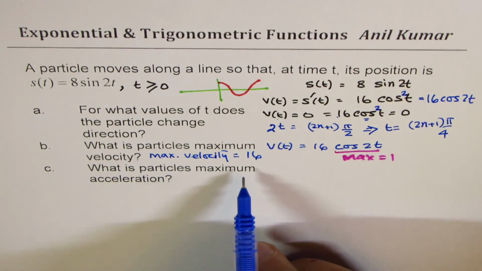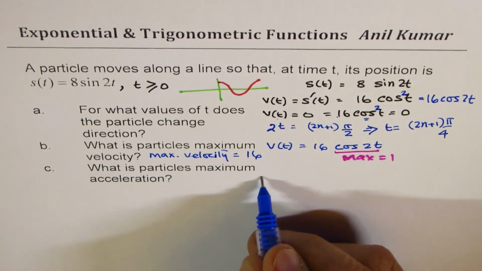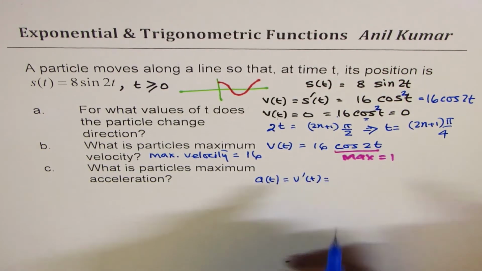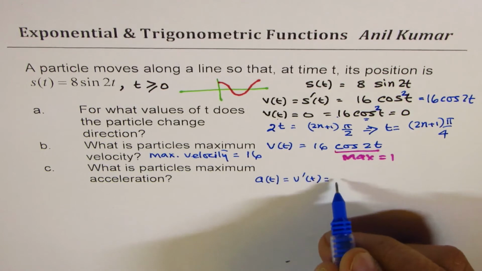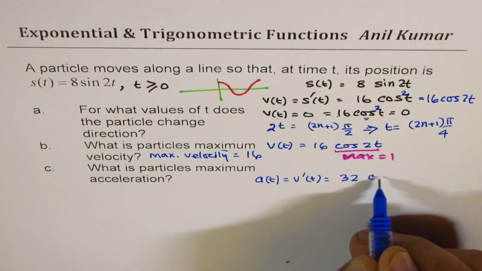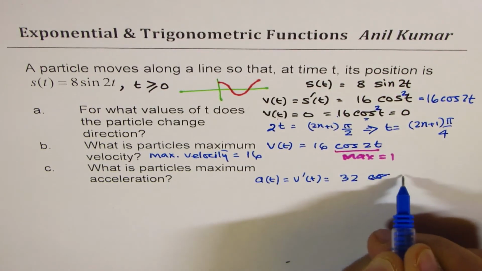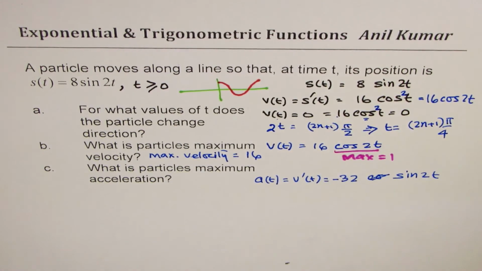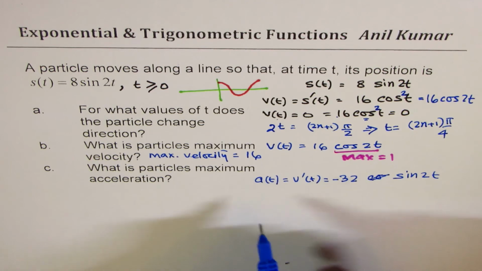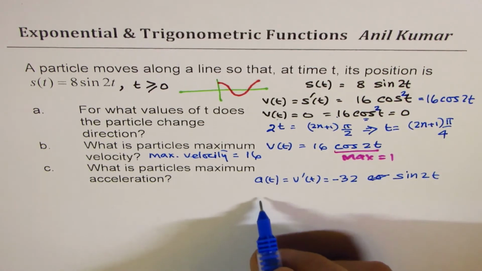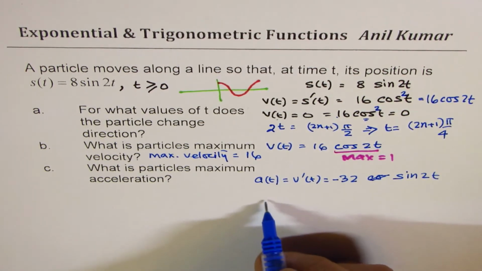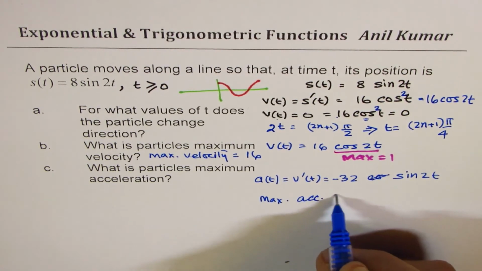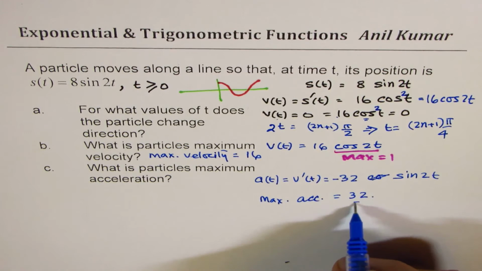What is the particle's maximum acceleration? So let's find the derivative of velocity to get acceleration. 2 times 16 is 32. Cos becomes sine of 2t with a negative sign, right? So the maximum acceleration is going to be 32, right? That is the amplitude of acceleration. So maximum acceleration equals 32.